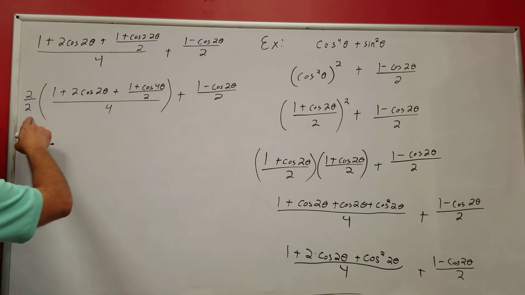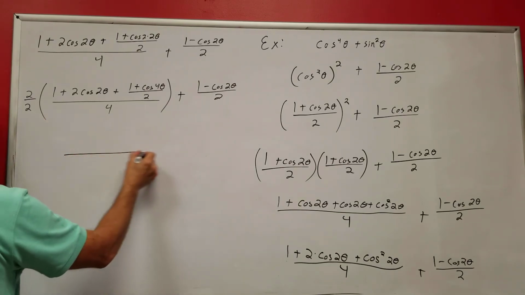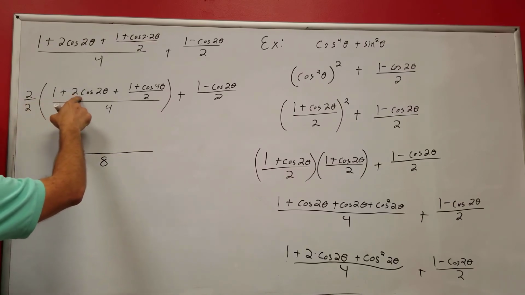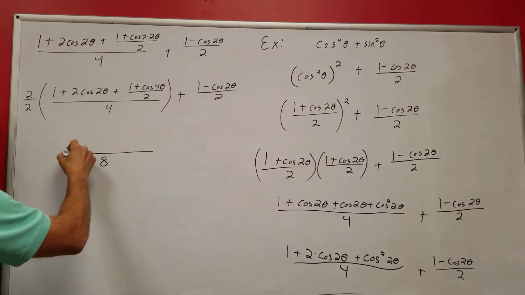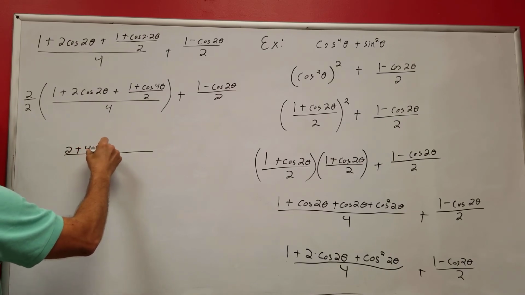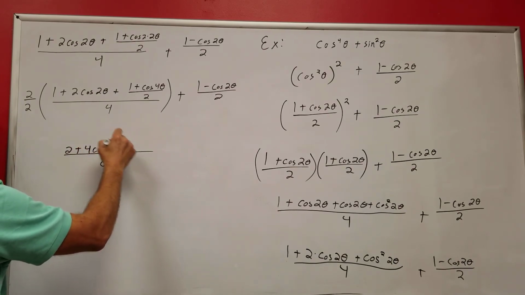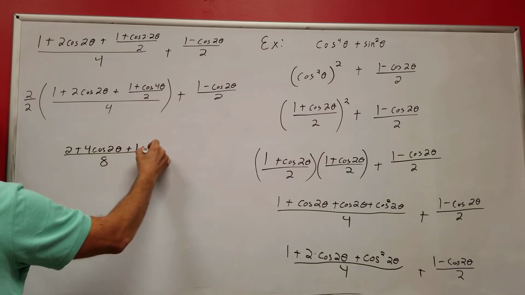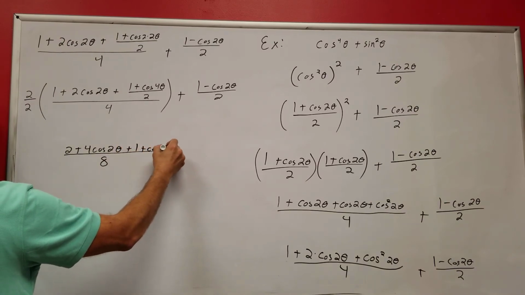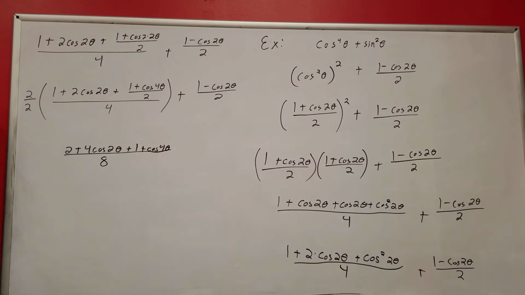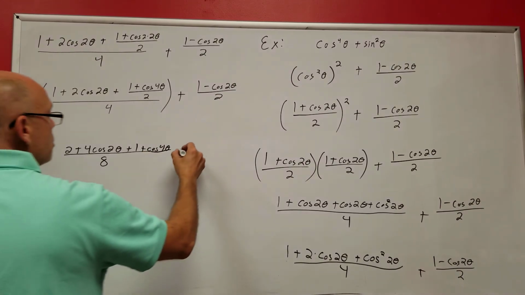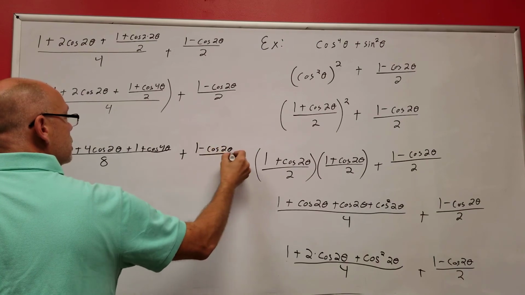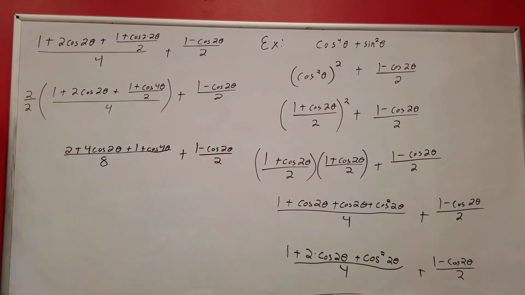So now, what do I get at the bottom here? I get an 8. 2 times 4 is 8. Now if I distribute 2 here, here, and here, what do I get? 2 plus 4 cosine of 2 theta. Then the 2 divides out with that 2, so I have plus 1 plus cosine of 4 theta, like that. Plus 1 minus cosine of 2 theta over 2 here, right?